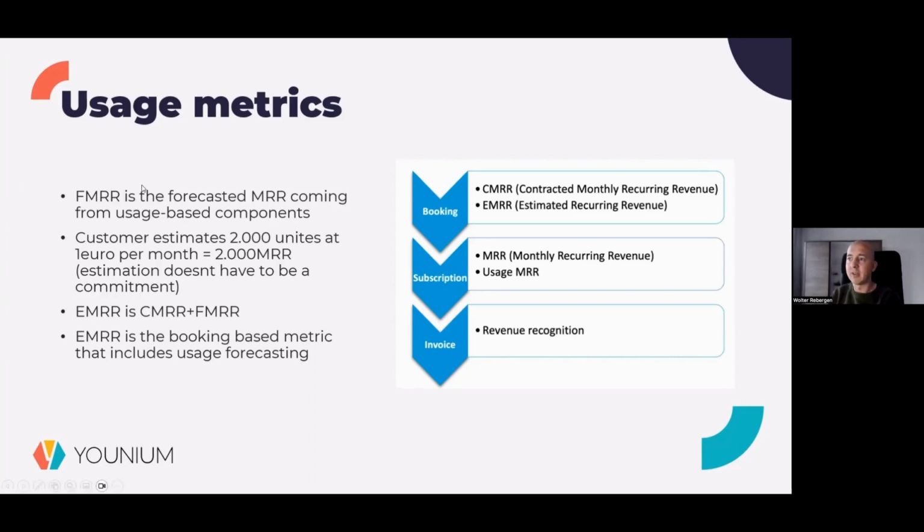If you have that forecasted monthly recurring revenue together with the contracted revenue coming from the actual recurring subscription fees that are always going to be there, you bring it to an estimated monthly recurring revenue. And that is the booking-based equivalent of CMR, but it includes the forecasted revenue. And then you see the booking that is triggered from this in a subscription management system is those two together. And then you have the subscription that actually generates the monthly recurring revenue coming from the subscription recurring fees. And you have the usage MRR that is going to come as soon as the usage is used. And then revenue recognition can happen at the invoice, or if you're super fancy, at the moment of subscription as well.